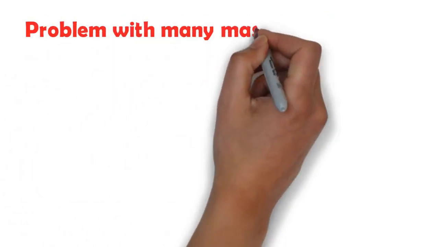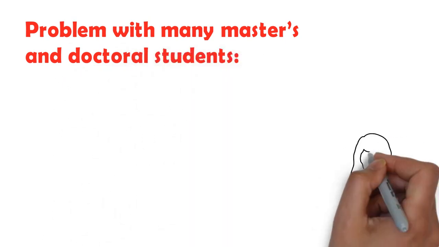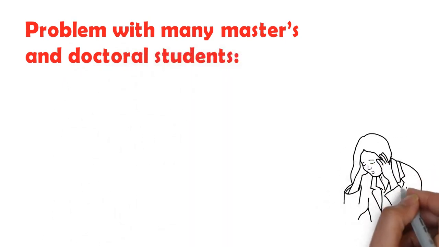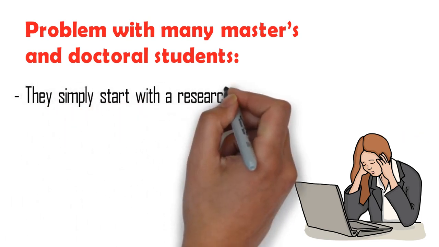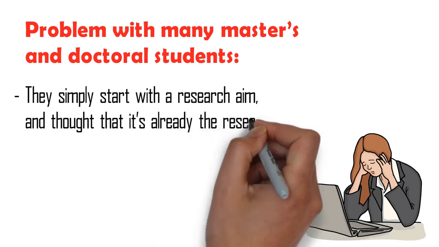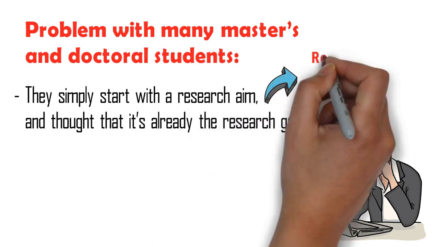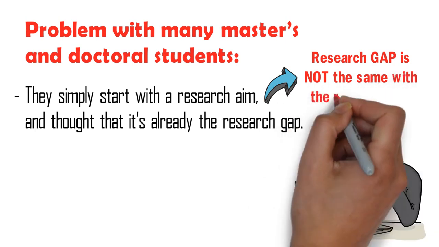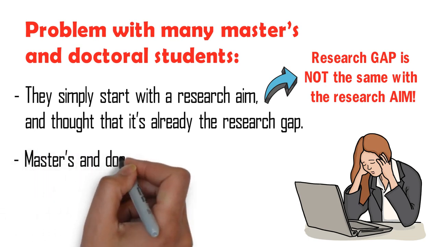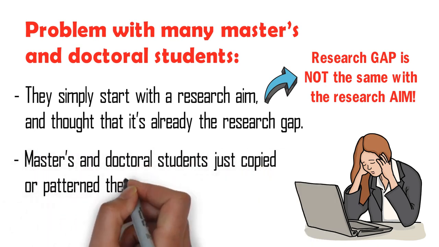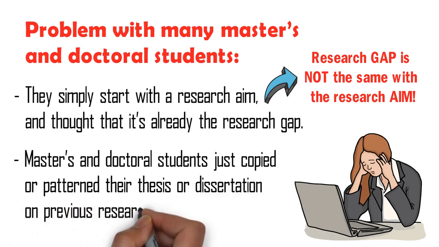Now, this is the problem with many master's and doctoral students when they write their thesis or dissertation. In most cases, because they are inexperienced researchers, and sometimes they do not consult their thesis or dissertation advisor regularly, they simply start with a research aim and think that it's already the research gap. But the research gap is not the same as a research aim. And in some cases, master's and doctoral students just copy or pattern their thesis or dissertation on previous researches.